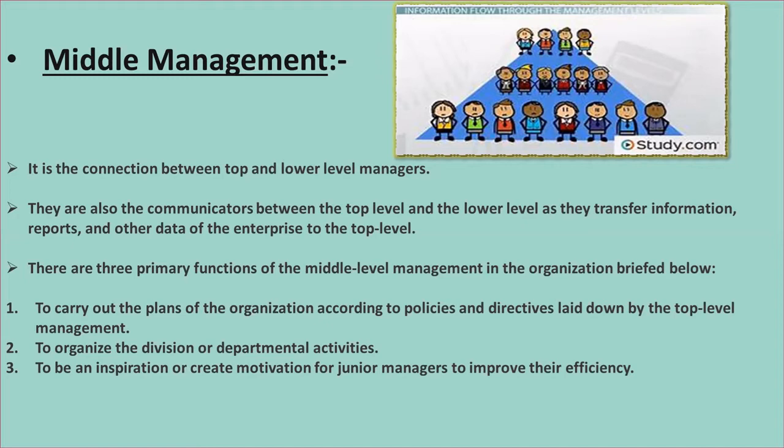Second, they organize the divisional or departmental activities. The top level tells them the plan, and they think about how to execute it. As a result, the lower level people are told about the plan, and the things we are planning out to get the work done, and then the supervisor gets the work done by the lower level. So this is where there is organization, right?